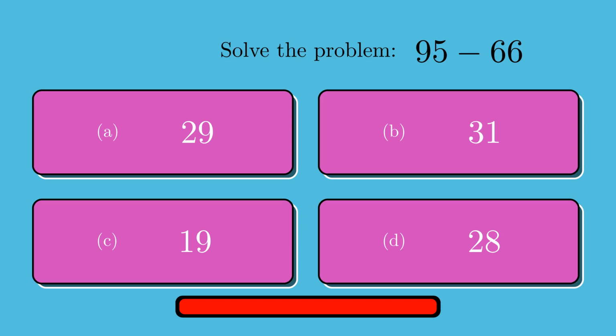What is 95 minus 66? What is the possible solution? A, 29, B, 31, C, 19, D, 28. You have 10 seconds to solve the problem.